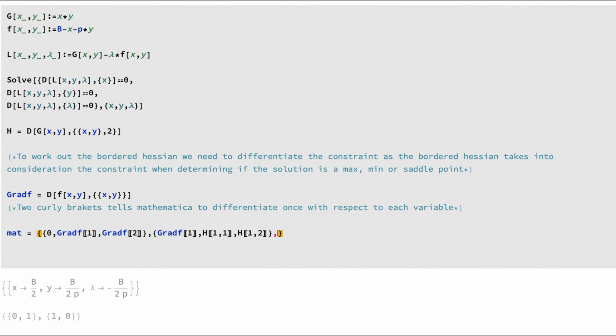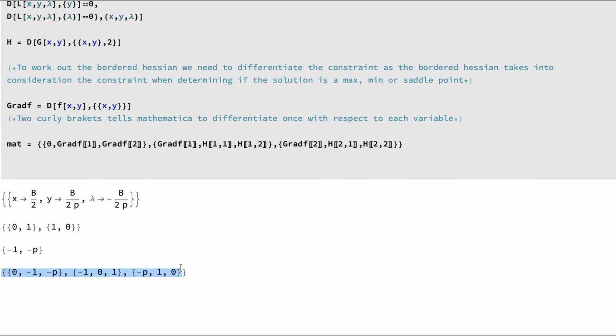For the last row, we have the gradient function of f, and we want 2 this time, because that will give us the partial derivative with respect to y. The next thing we want is this 1 from our Hessian. In order to do that, we now want the second list and the first thing in the second list. So we have Hessian 2, 1, and we also want the last thing, which would be the second list and then the second thing in that list, so 2, 2. If we now run that, here is our bordered Hessian.